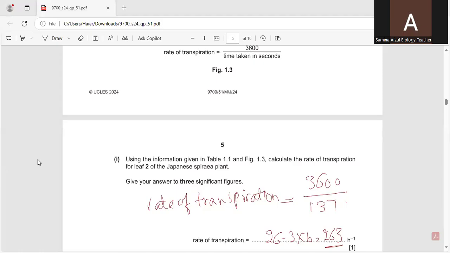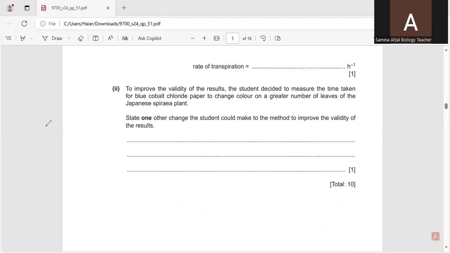And the next is, to improve the validity of the results, the student decided to measure the time taken for blue cobalt chloride paper to change color on a greater number of leaves of the Japanese spirea plant. State one other change the student could make to the method to improve the validity of the results.